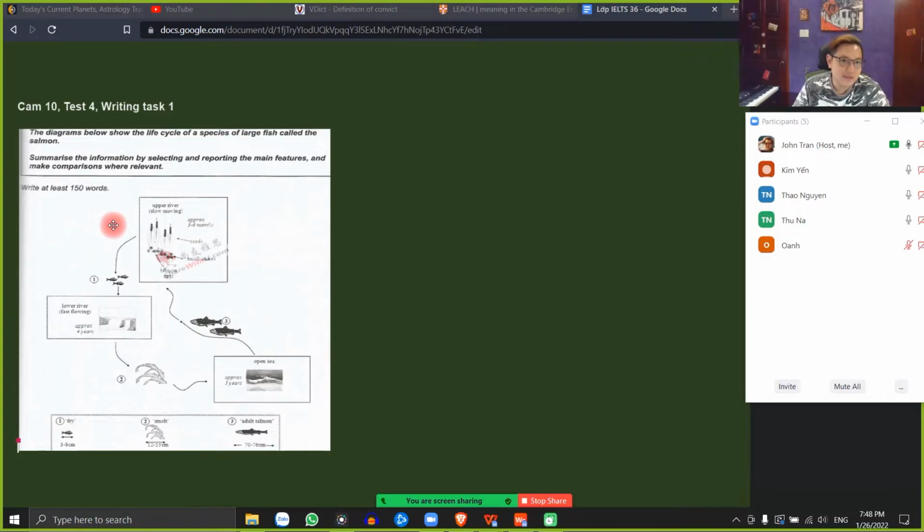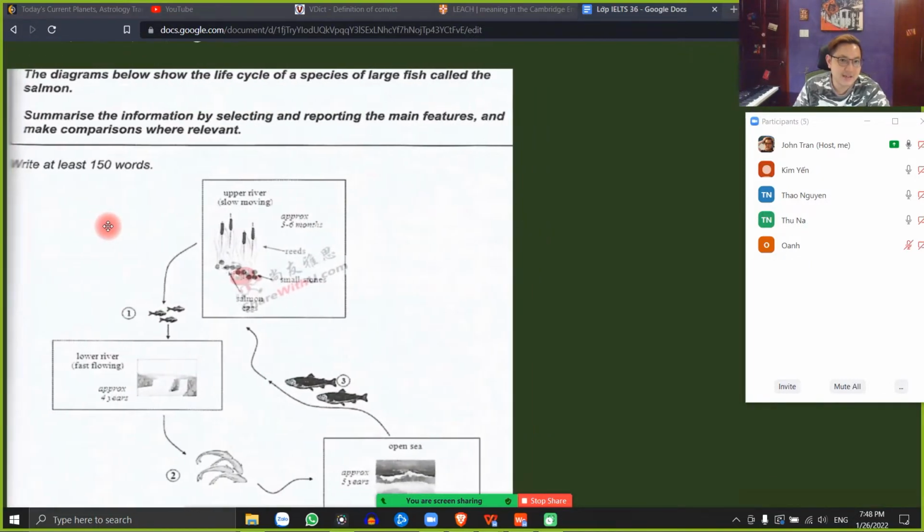Anyway, now we have a diagram. The diagram below shows the life cycle of a species of large fish called the salmon.